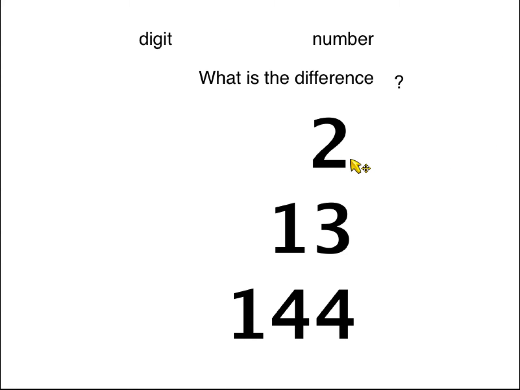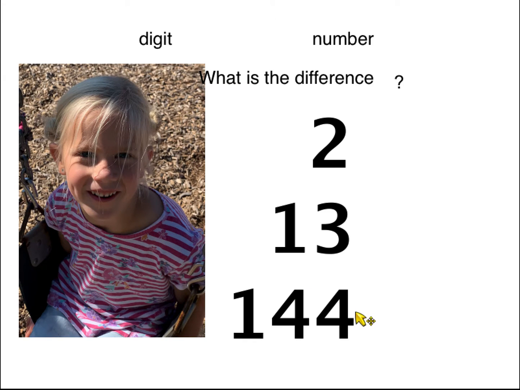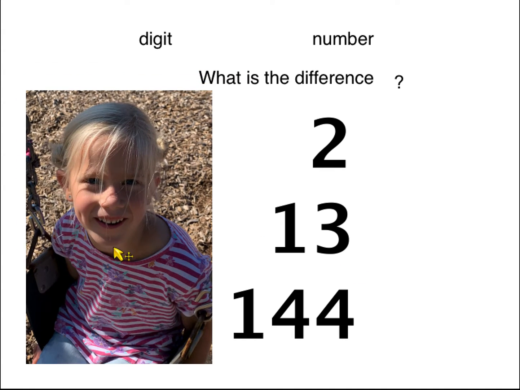So here we have the number 2. Here we have the number 13. Here we have the number 144. And today, if you were in the classroom, Joelle would be able to put up the star with 144 because today is day 144 of our school year. So these are numbers, and digits are the numbers inside the number.